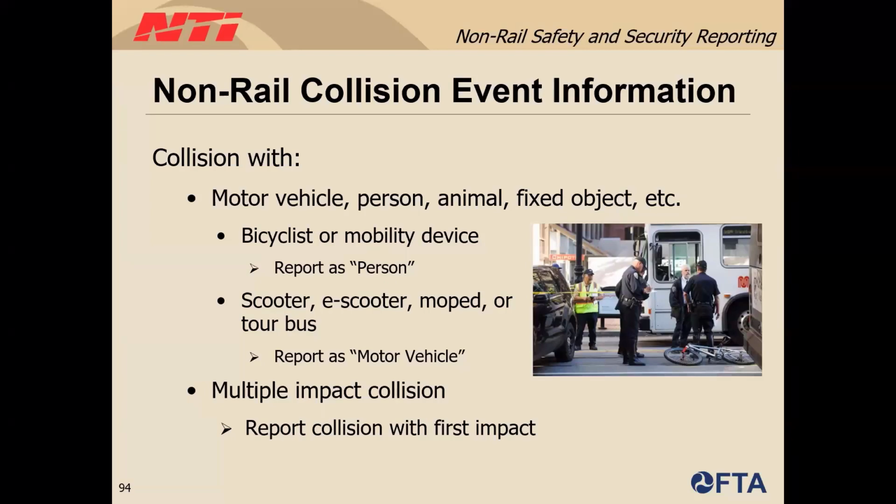In a multiple impact collision scenario, report the collision with as the first object or vehicle impacted. For example, a bus collides with a car and then the car hits the building. The collision with selection would be motor vehicle, and you would include the damages to the building and that the building was struck in the event description.